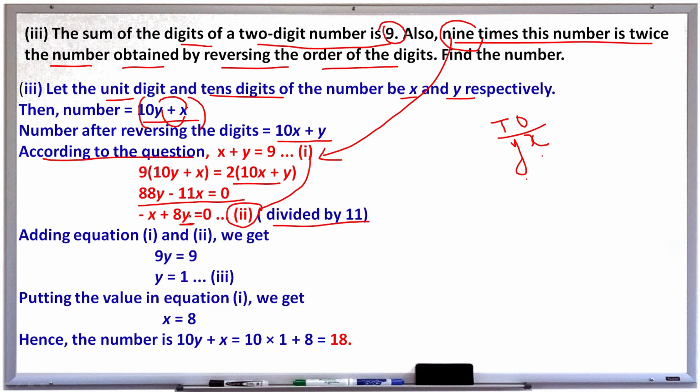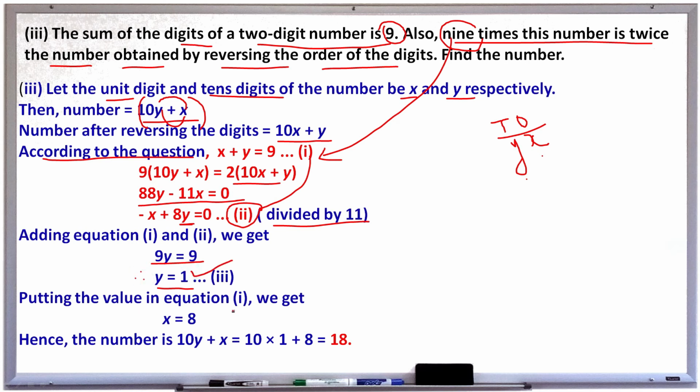When you add these two, x will get cancelled. Here this x and this x will get cancelled. You will get y only. 9y is equal to 9. Therefore y is equal to 1. The value of y is equal to 1.